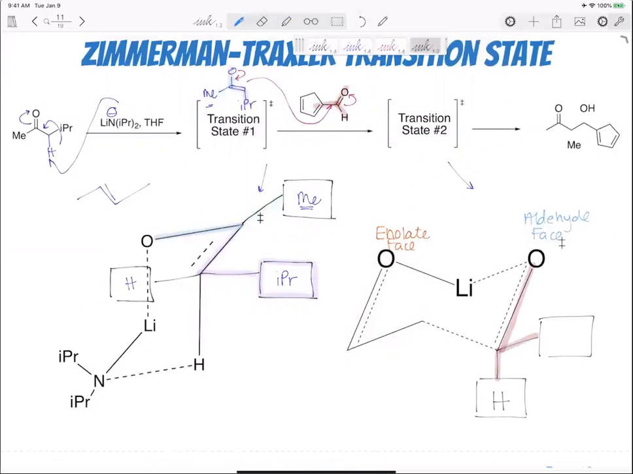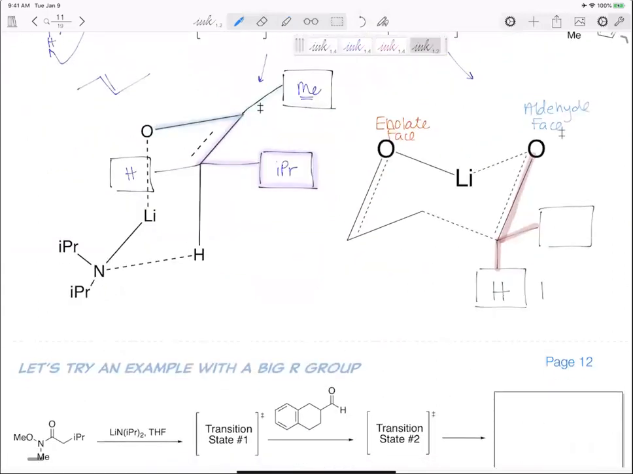Which one is going to be better? A hydrogen in the axial position or cyclopentadiene on the axial position? It's of course the lighter molecule, right? Less sterics, exactly. So go ahead and always put the hydrogen there, and this will always be the case.